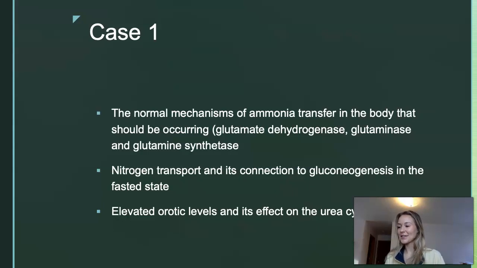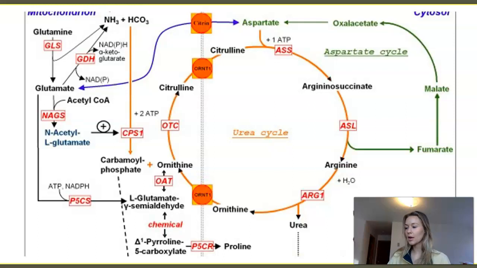Elevated orotic levels are typically synonymous with a decrease in citrulline levels due to the decrease in the enzyme ornithine transcarbamylase, which is an enzyme that participates in the urea cycle. Recall that the urea cycle is a cycle of biochemical reactions that produce urea from ammonia, utilizing several different enzymes in the process. And in this next slide, I've got a picture of the urea cycle at work.